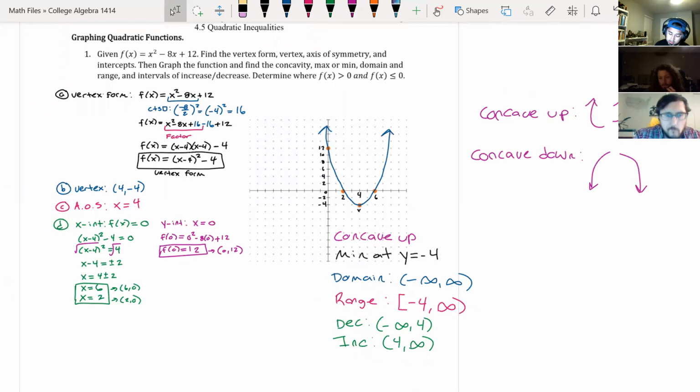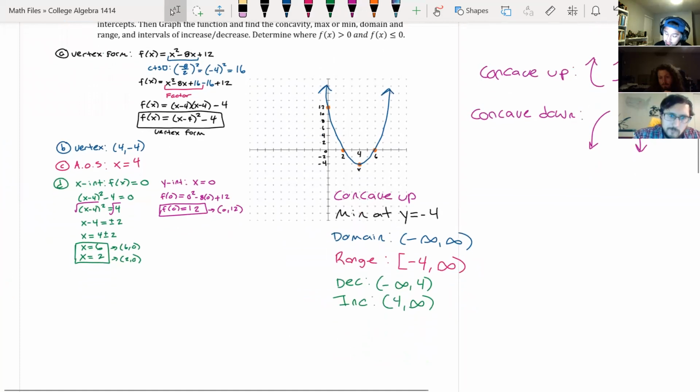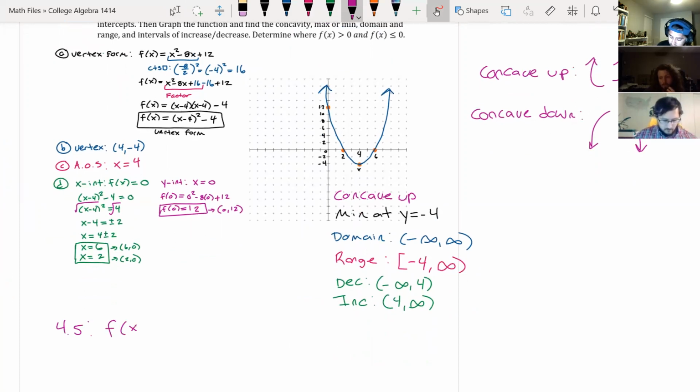Okay. And all of that was for 4.3. Now, the inequalities, we're going to answer for 4.5. So see, I was able to jumble these up. So we'll just say 4.5, and we're going to use these inequalities that it wanted to answer. It wants to know, on what intervals are you greater than zero? And on what intervals are we less than or equal to zero? And again, we only state x values.